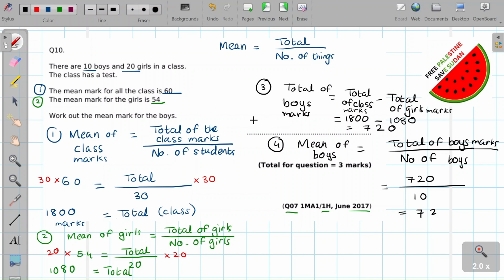There is a way to check if it is correct. You could do 72 times 10, which gives you 720. And then you have the mean marks of the girls. So 54 times 20 gets the total of the girls, which is 1080. Add the two and then divide by 30. You should get 60. And that is the case in this case.